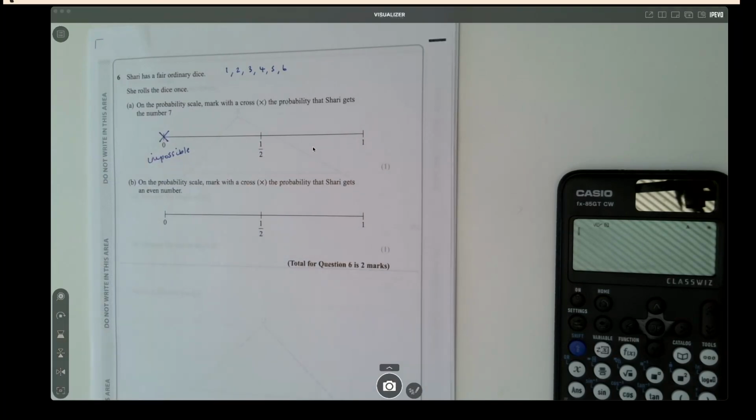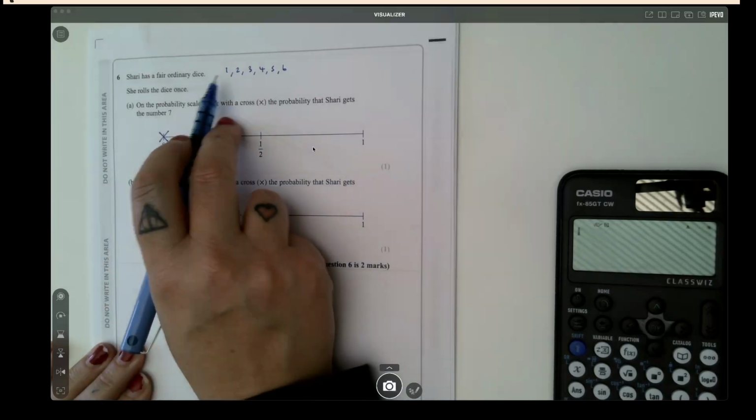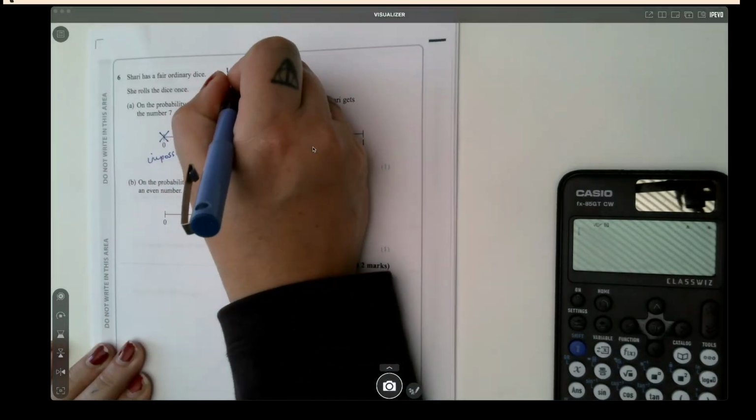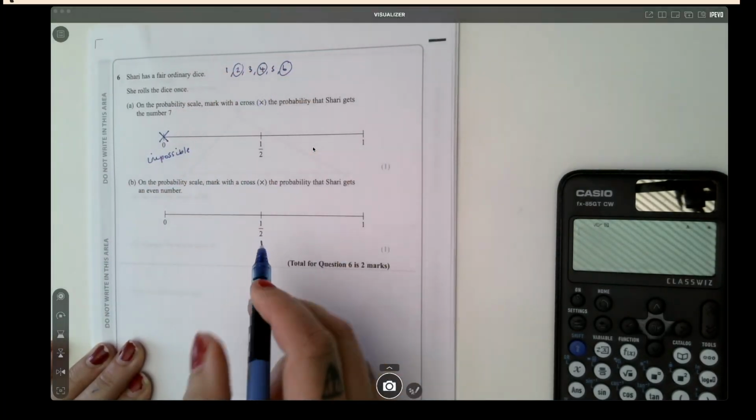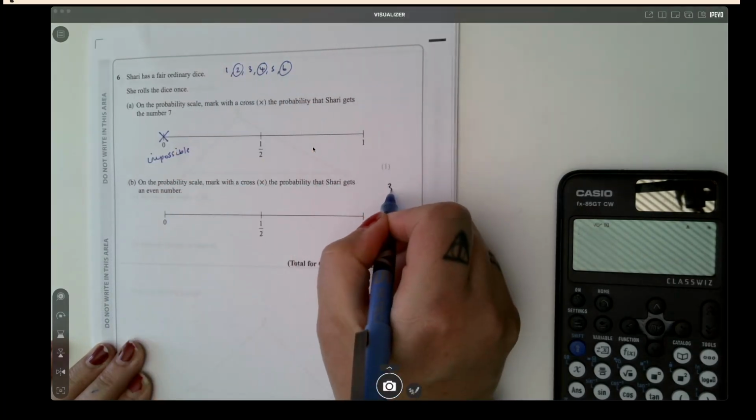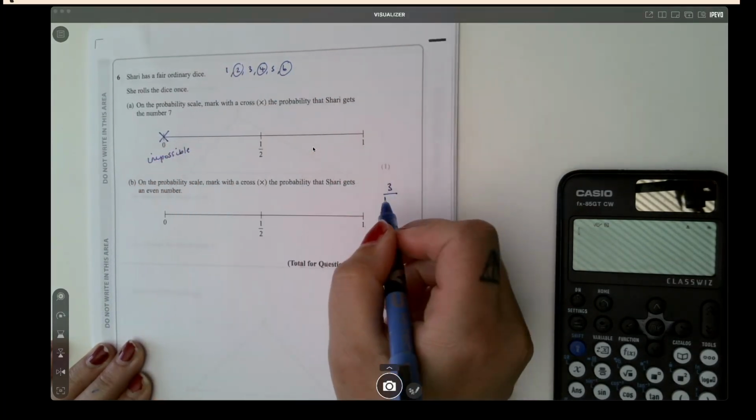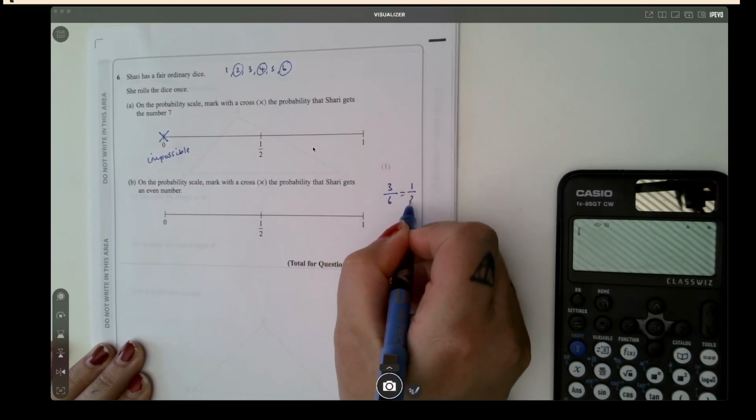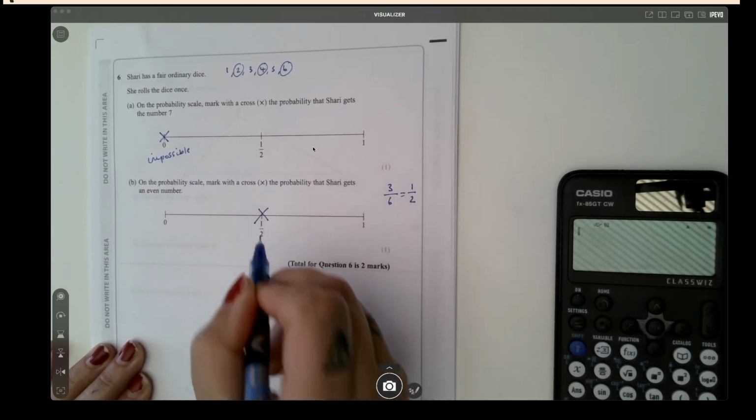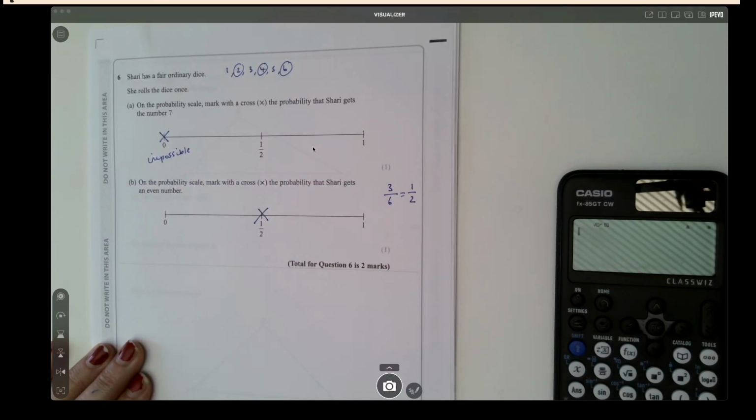Part B. On the probability scale, mark with a cross the probability that Shari gets an even number. So let's look back up here then. Our even numbers: 2, 4 and 6. So there are 3 even numbers out of 6 possible numbers. This simplifies to a half, so I'm going to mark my cross at the halfway point.